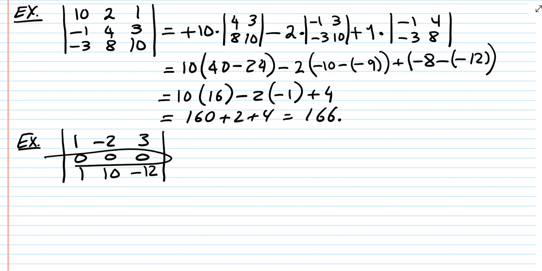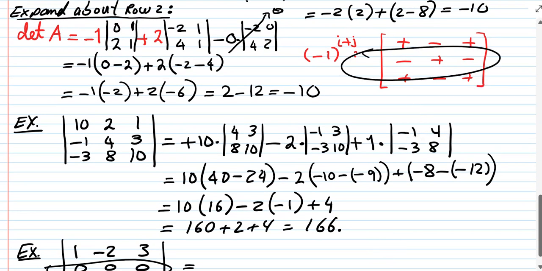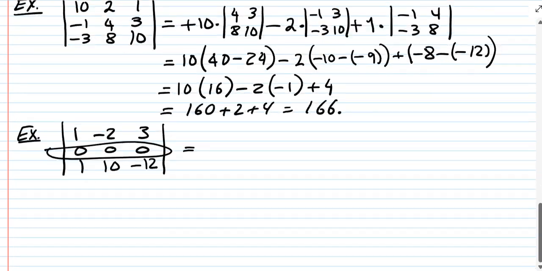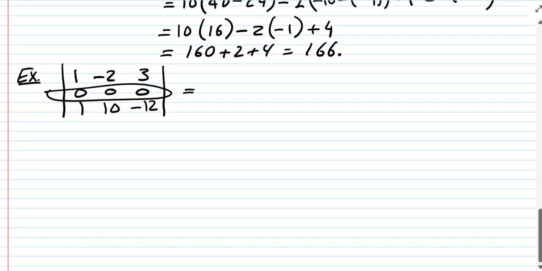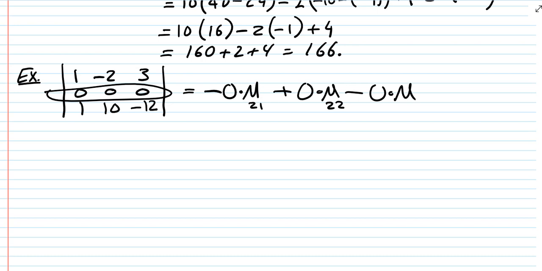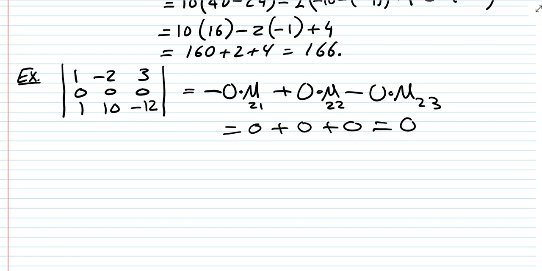So if I expand about the second row to find that 3 by 3 determinant, what am I going to have? Well, the sign for the second row is minus plus minus, correct? But then each element in that row is 0 times its own minor. Minor of second row, first column, minor of second, minor of second, third. Doesn't matter what those determinants are. Each of these would be 0. So that determinant is going to be 0.